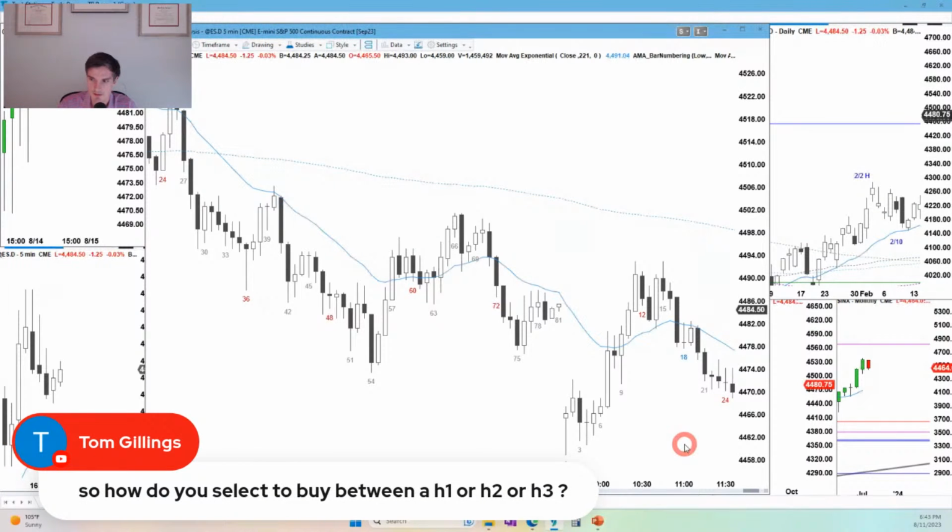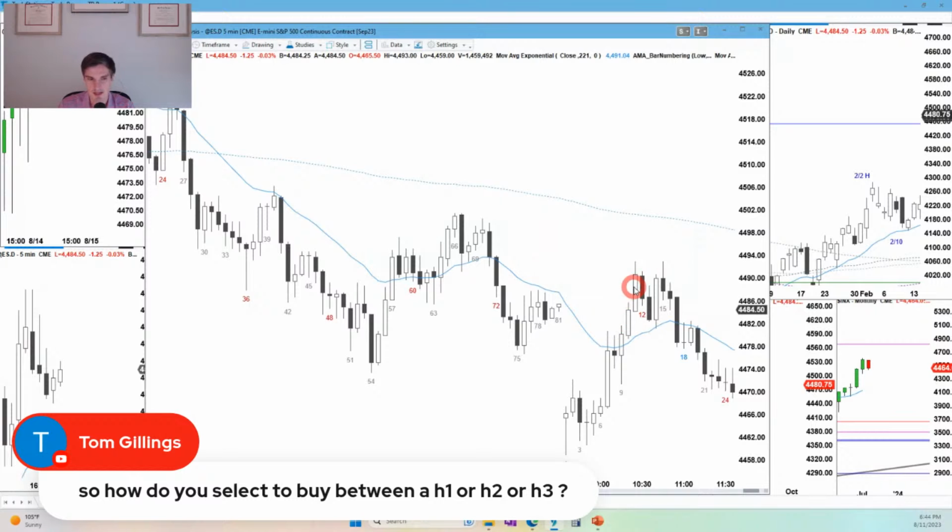So how do you select to buy between a high one, a high two, or a high three? It's a great question. The way I select is context, number one. If we get a bear breakout like 17, well, let's use bull rallies because you're talking about high ones. Let's take bar 7. That's a strong enough bar. We're probably going to get a second leg. I'm more than happy to buy a pullback or buy above the bar because I know we're probably going to get a second leg. So I'm willing to buy above a bar like 9.